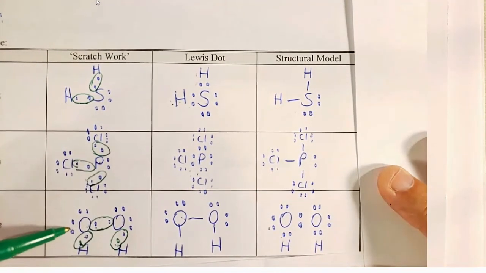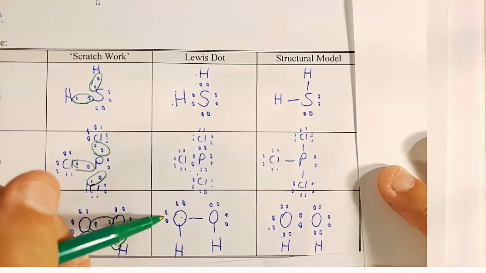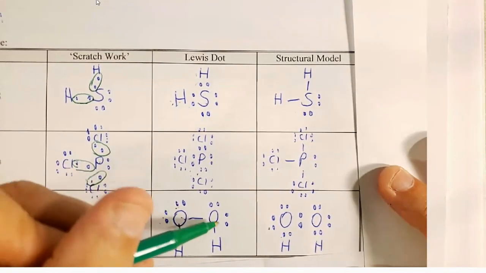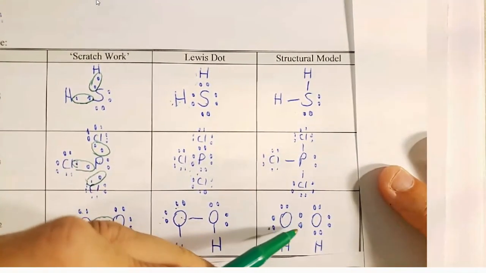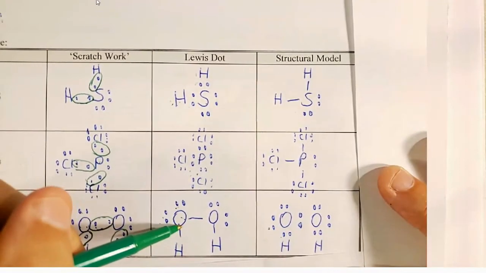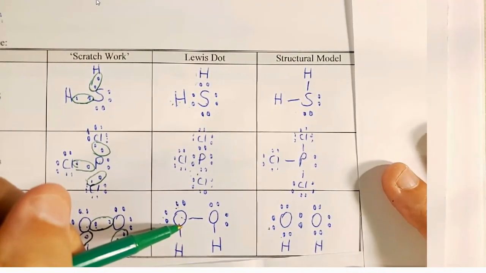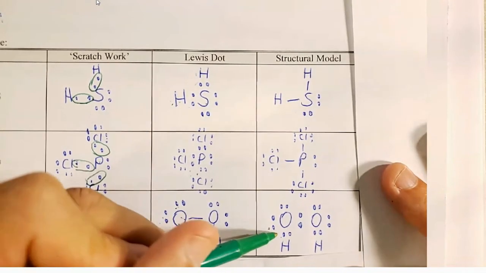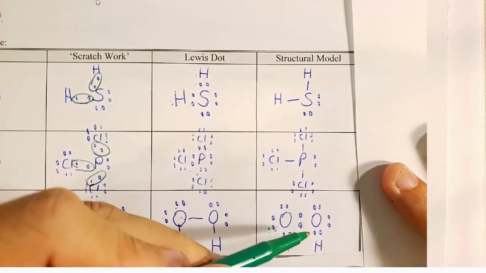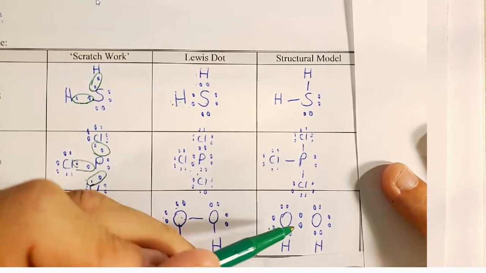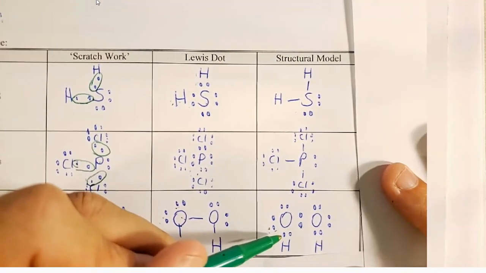Don't forget to draw your pairs that you already had that you didn't do anything with. So each O has these 2 pairs that it already had around it. So don't forget to draw those. And again, this is what my structural model would look like. Again, does everybody have an octet? Each O definitely has access to 8 electrons, and the hydrogen is good with its 2.